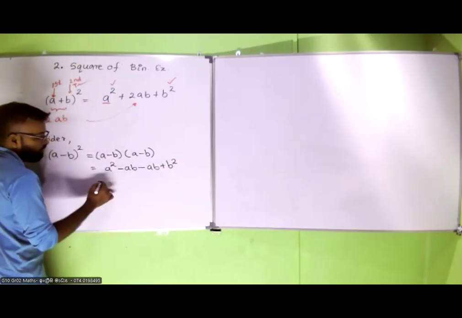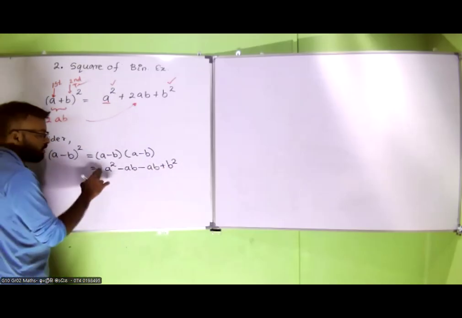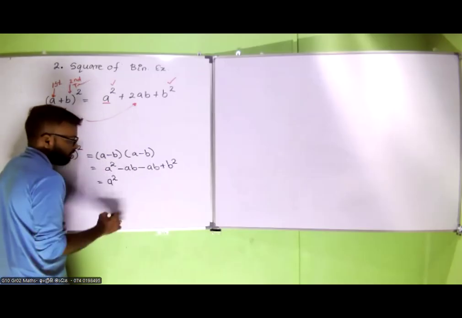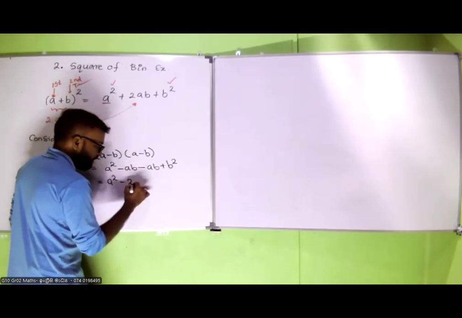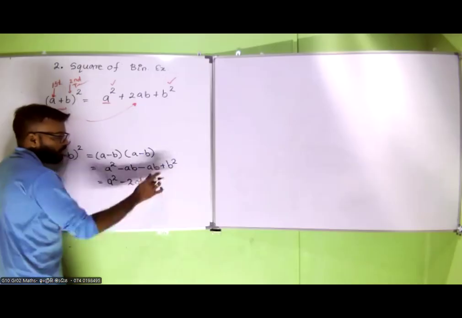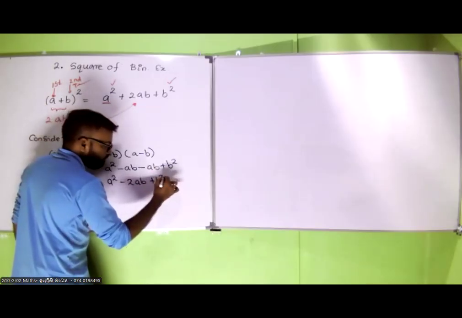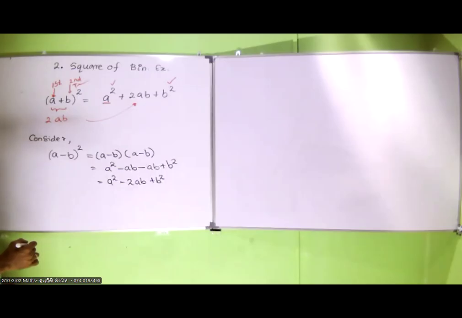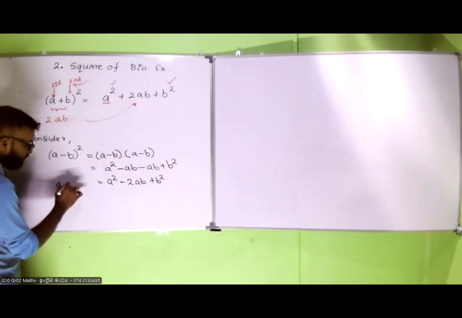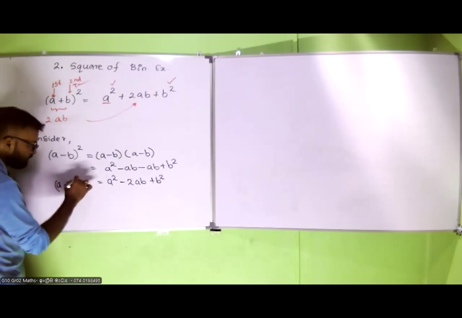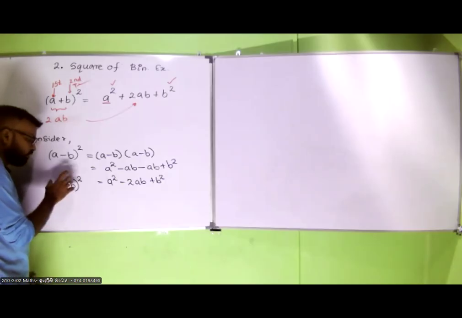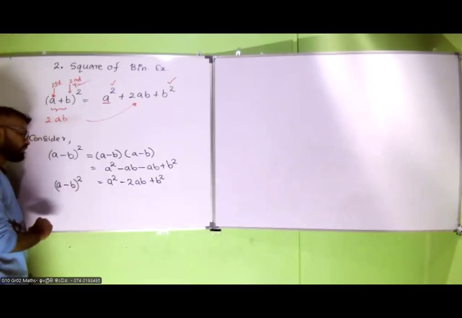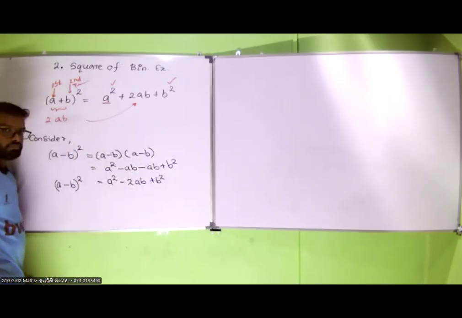So a squared, negative 2ab, positive b squared. Right? Very interesting thing. Here you have a minus b to the power 2, the square of a binomial expression. So this is the final answer.